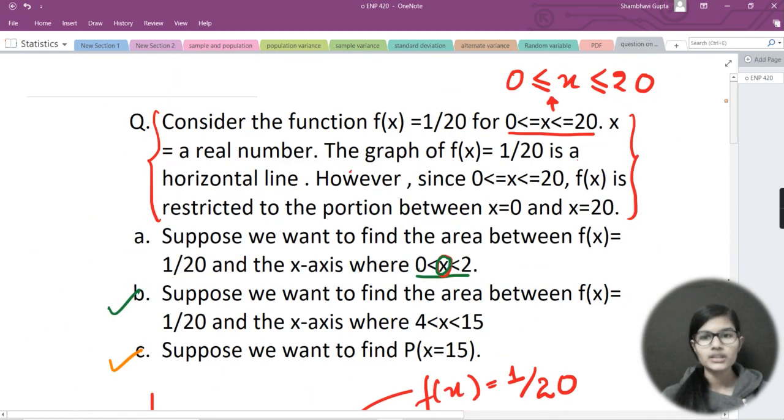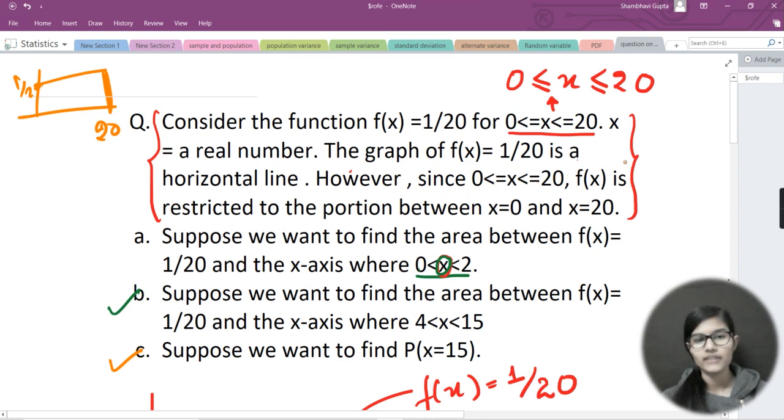So what was the question? Consider the function f(x) is equal to 1 by 20 for 0 less than or equal to x and x less than or equal to 20, where x was a real number. The graph for f(x) is equal to 1 by 20 is a horizontal line which we had drawn, ending at 20 at height 1 by 20. However, since x is restricted, f(x) is restricted to the portion between 0 and 20.